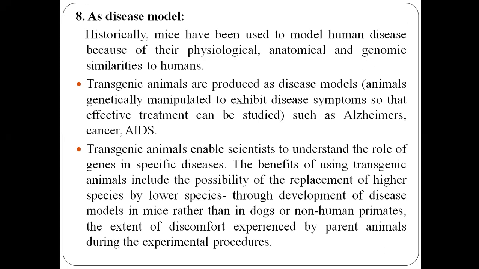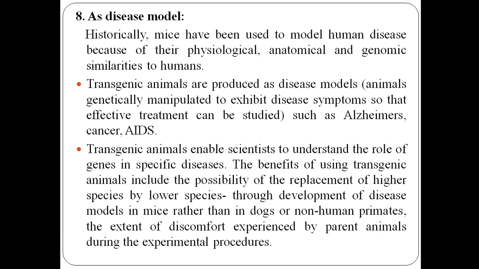Animals are genetically manipulated to exhibit disease symptoms so that effective treatment can be studied, such as Alzheimer's, cancers, and AIDS. Okay, so artificially the disease will be developed in a set of animals, and different drugs will be utilized to test the effects. The transgenic animals enable scientists to understand the role of the gene in specific diseases.